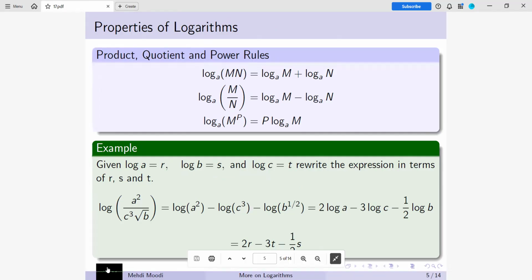Back in Napier's day, multiplying two big numbers was like trying to do brain surgery with a rock. That's why he came up with logarithms. These three properties, the product, quotient, and power rules, were his math hacks. Instead of multiplying two numbers, he'd just add their logs. Instead of dividing, he'd subtract. And when he needed to raise something to a power, he'd multiply. His motto was, why break your brain with multiplication when you can just cheat with logs?